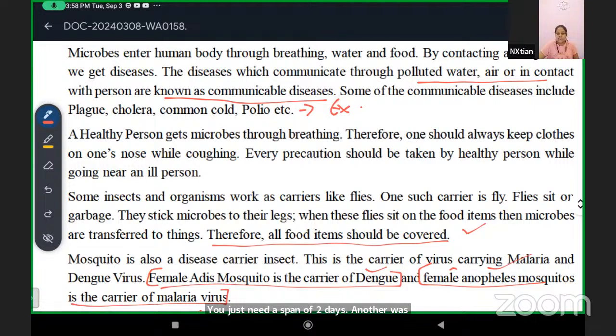It doesn't spread by coming in contact with another person, but it spreads when a mosquito bites. It happens when mosquitoes are breeding in dirty water. If there's dirty water in your house, the mosquitoes lay eggs there. So a mosquito bites, and I remember mine.